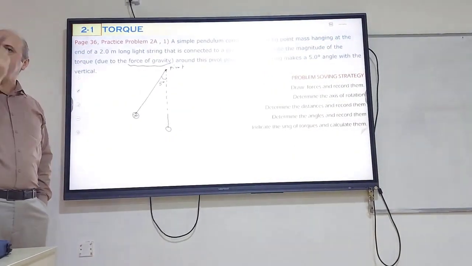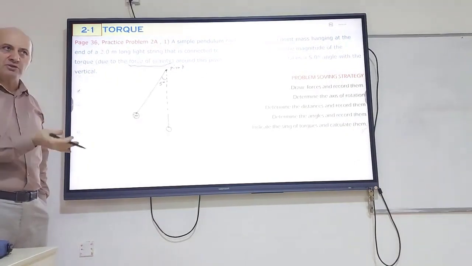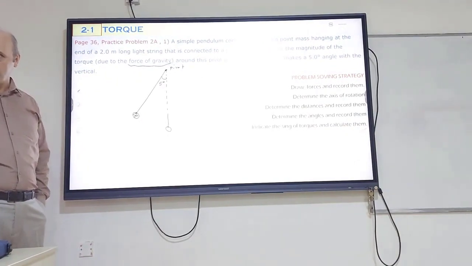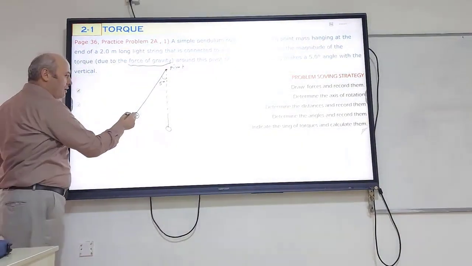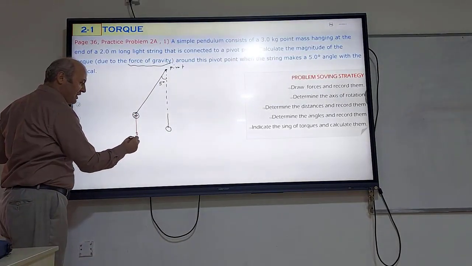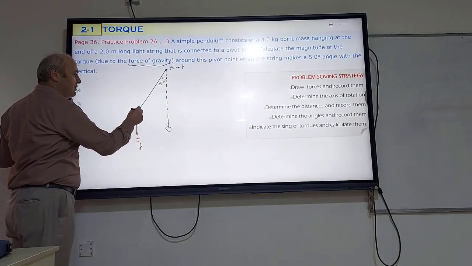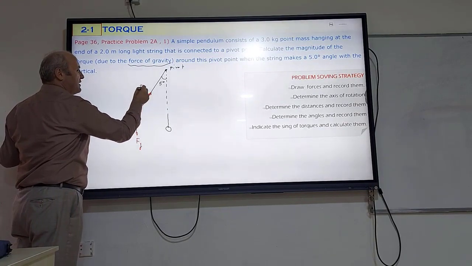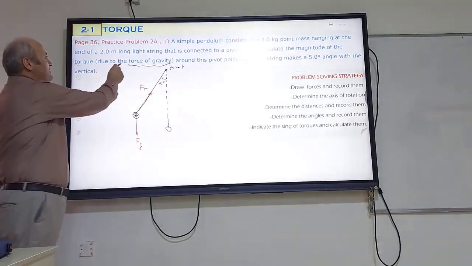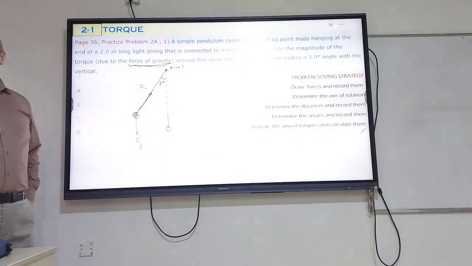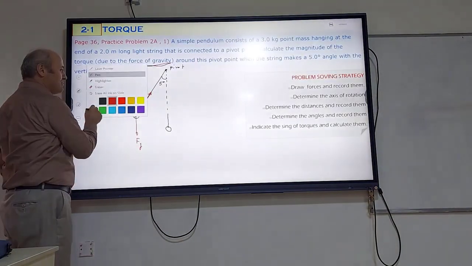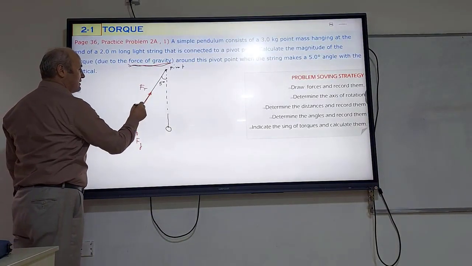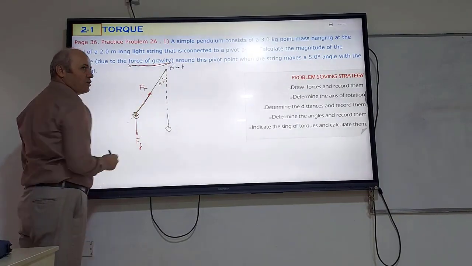When it says magnitude, we don't care whether the rotation is clockwise or counterclockwise, because the answer must be given as positive. So there are two forces acting on the pendulum's bob. One of them is the gravitational force Fg. The second one is the tension force Ft. Why is the question only asking for one? Because the tension force does not produce a torque, because its extension is passing through the axis of rotation. Look at that. Torque of tension is 0.